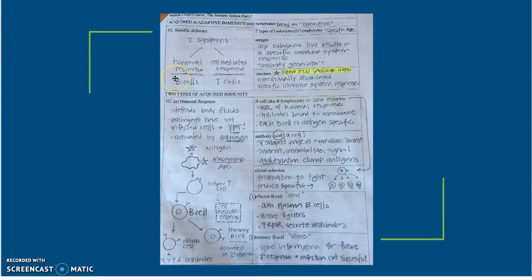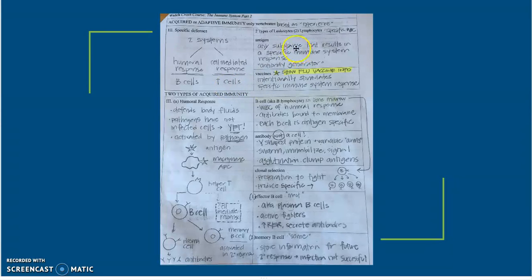So let's talk about this humoral response first. In general, the way that your acquired system works is, again, we're talking about the two different cells that are going to be active in your acquired system. They're both leukocytes, so they're both white blood cells, but these are not phagocytes. They're your specific white blood cells. They're called lymphocytes, and there's two types. There's B cells and T cells.